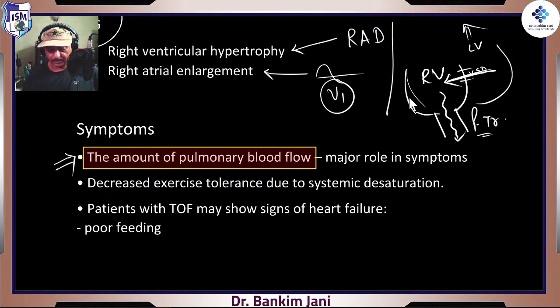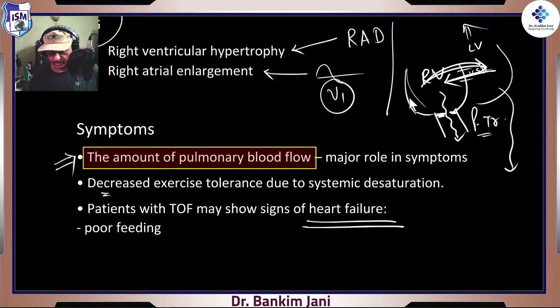Decreased exercise tolerance due to systemic desaturation, right? Now, when this is stenosed more, in that case, via the VSD, the blood would be shifted to the opposite side. Now the system is having mixed blood. So obviously there would be decreased exercise tolerance, right? They will show signs of heart failure, definitely, because now this mixed blood is getting circulated everywhere, and slowly and gradually it will lead to what's called fluid overload.